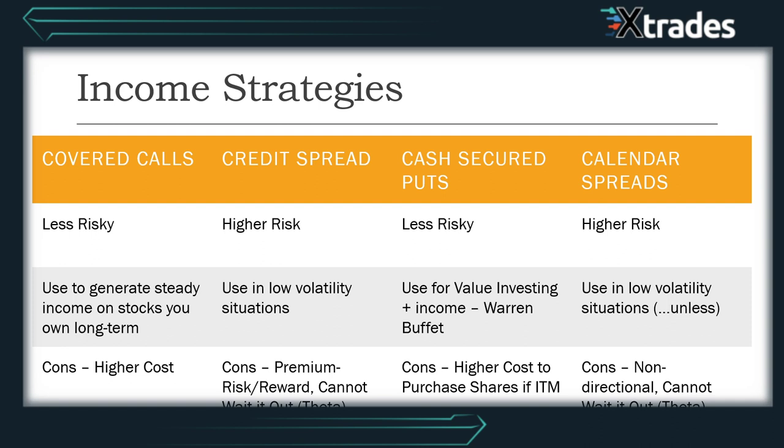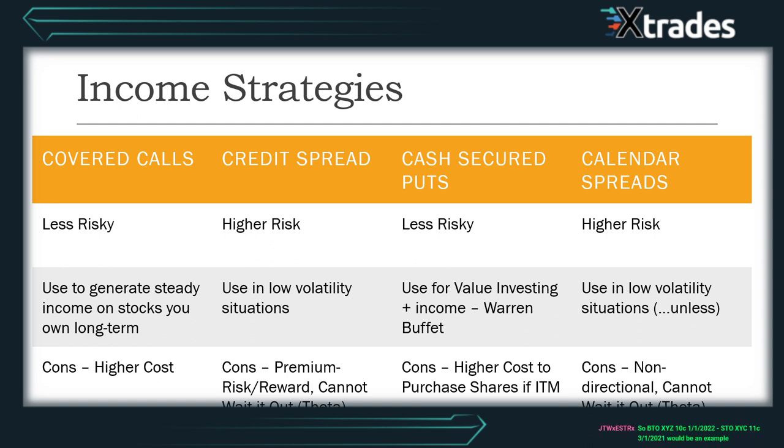We'll start with covered calls here. We're going to be using covered calls to generate steady income on stocks that we own long-term or want to own long-term. The con of covered calls is the higher cost. And the reason for that is because in order to do covered calls, again, we have that protection, right? So that means that we have collateral. That collateral in the case of covered calls is going to be 100 shares in order to sell one contract. So the cost is a lot higher for covered calls than other types of plays, for example, a spread.